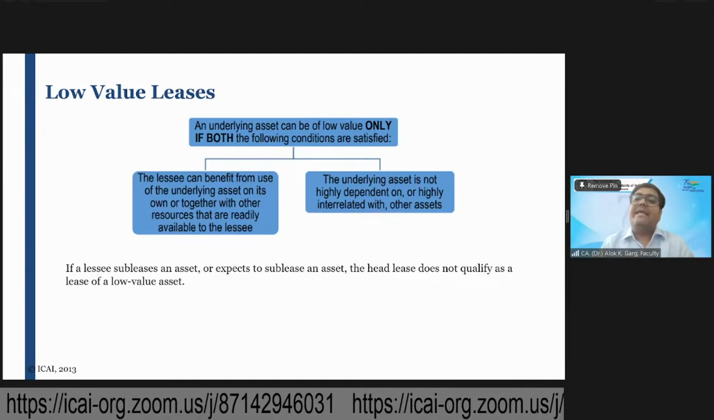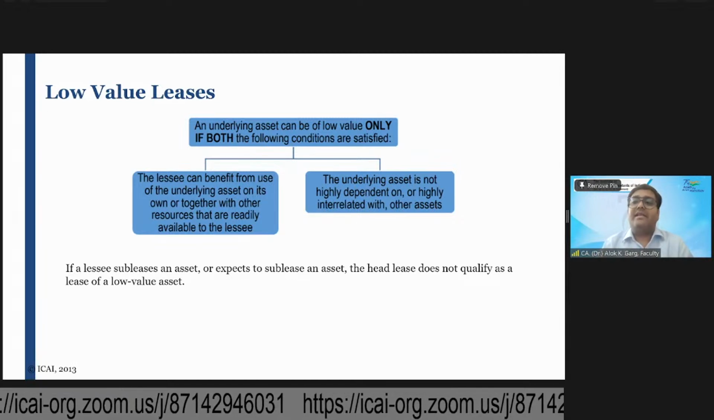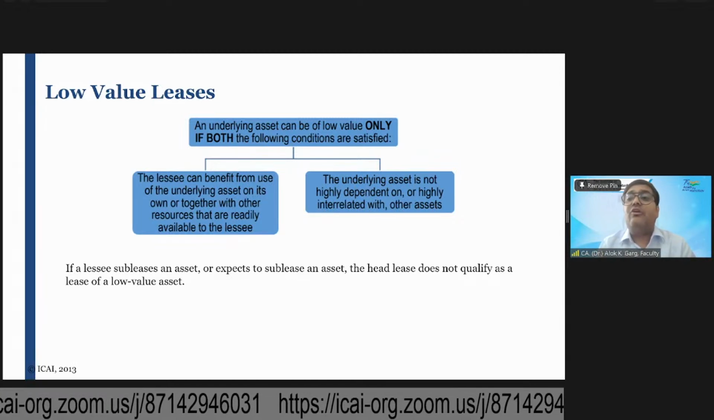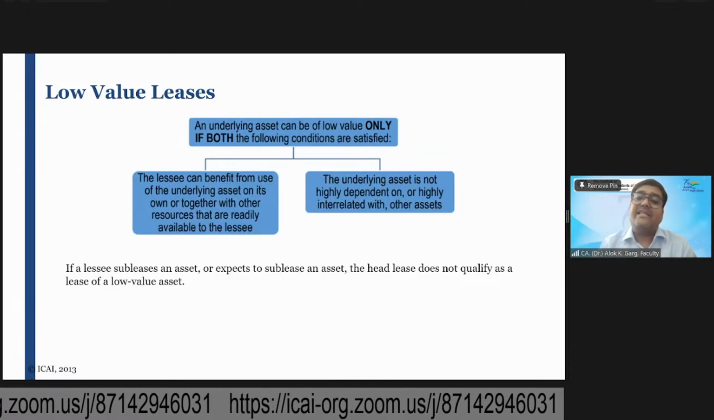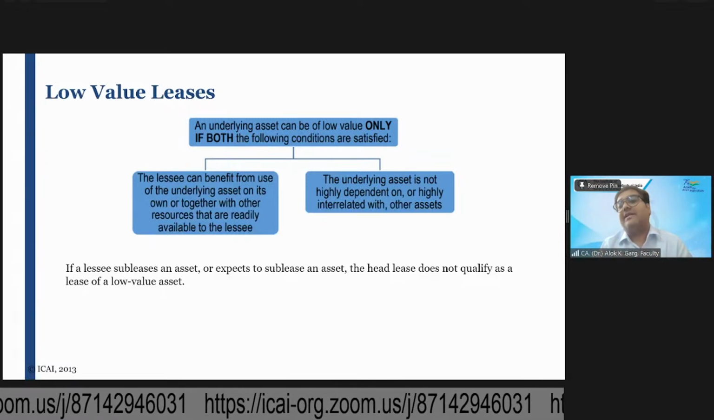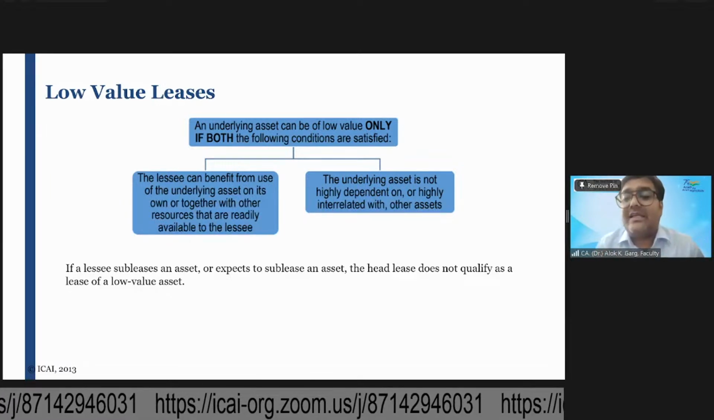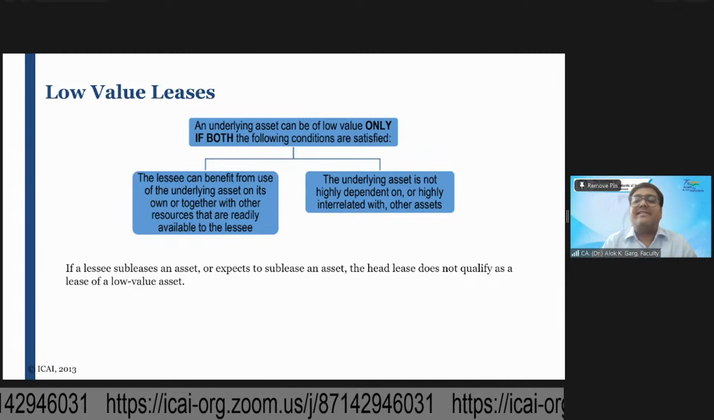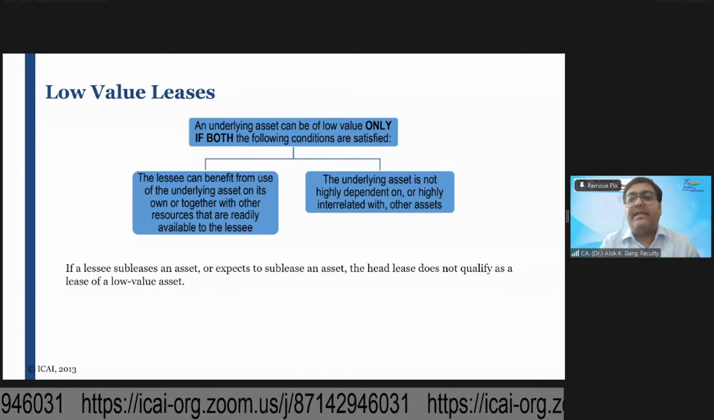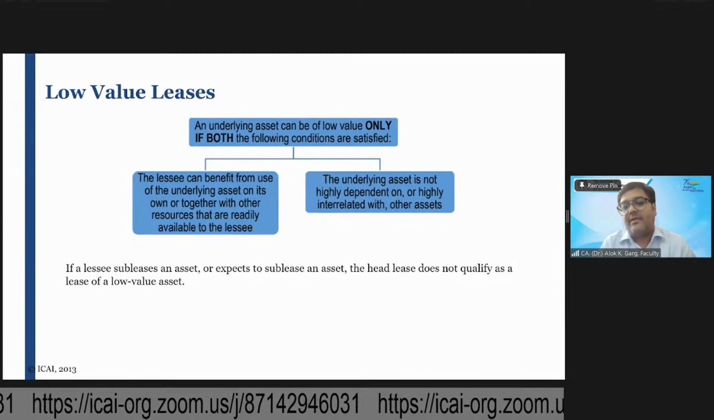So the company has taken an accounting policy that any item taken on a lease basis, if the value of the new underlying asset is up to 5 lakh rupees, it will be considered as a low value lease. And if a lease is a low value lease, the company is not required to do Ind AS 116 accounting. The company can simply accrue the lease rent every month, lease rent account debit to bank. Correct?